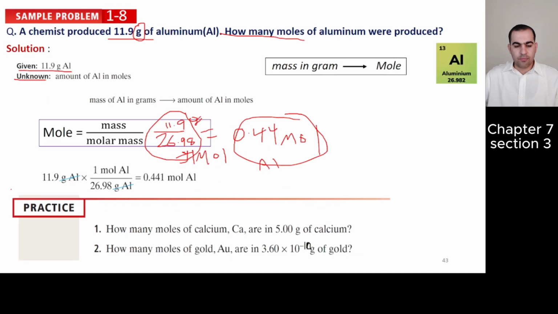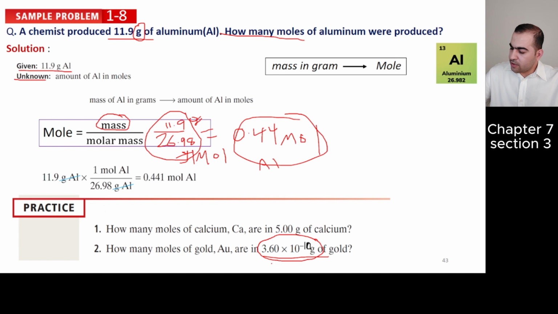Guys, here, the practice: how many mole of calcium are in 5 gram of calcium? Again, we use the same rule, 5 gram, put it on the top, molar mass of calcium will be given. Okay, then how many mole of gold are in 10 to power negative 10 of gram of gold? Here again, you put that number on the top, molar mass of gold, divide by it.